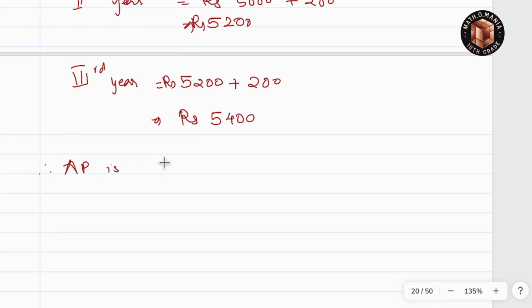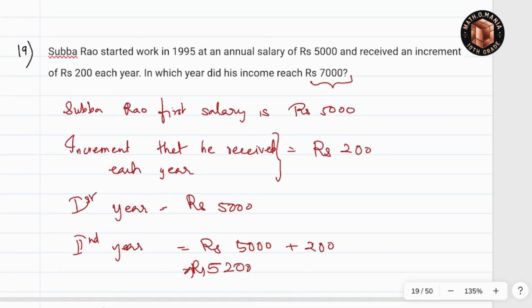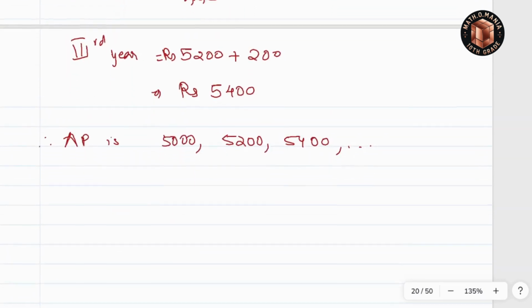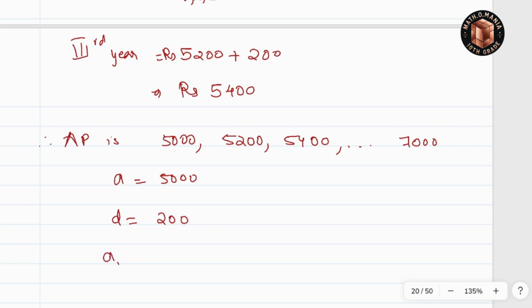Therefore AP is 5,000, then 5,200, then 5,400. Like that it goes on till, as they are asking, the year in which his amount after the increment will be equal to 7,000. So the final value An equal to 7,000. Now we got our AP here. Here a equal to 5,000. d equal to 5,200 minus 5,000, which is equal to 200. Our An is equal to 7,000.